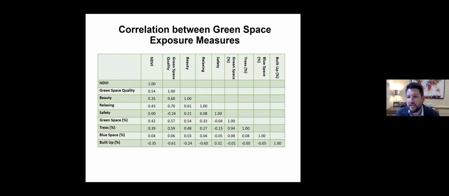The first thing we wanted to see is, is this a new exposure measure, or is this just another thing that's highly correlated with NDVI? And so what we found is that if you look at NDVI here and the image composition, so the percent of the image that's trees, green space, blue space, built up area, we see a pretty low to moderate correlation. Same as if we use our perception measures. So the correlation between NDVI and green space quality was only about 0.54. And so this says that these are in fact different exposure measures.